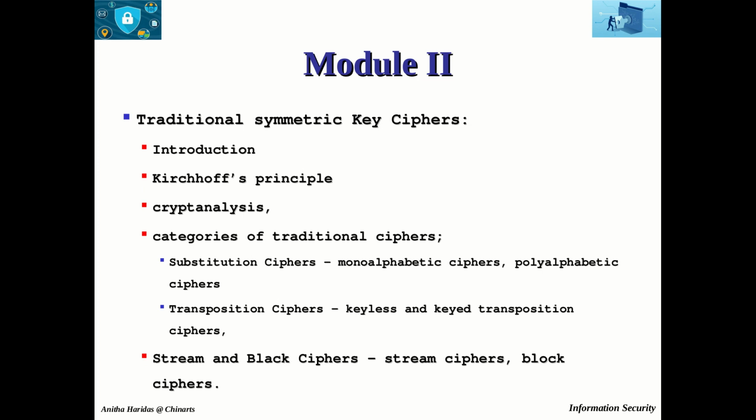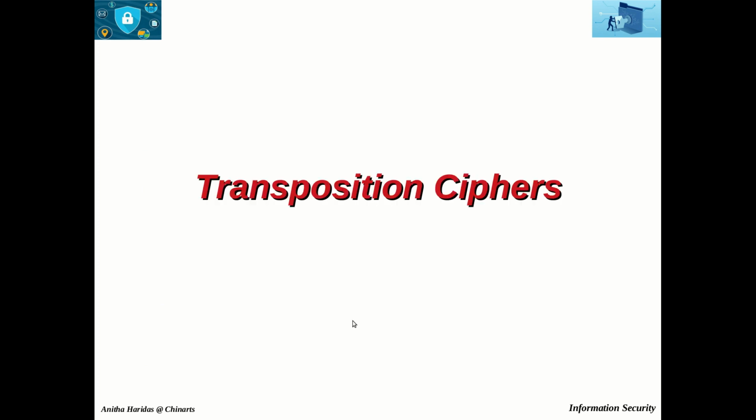Then there are two broad categories of traditional ciphers: substitution cipher and transposition cipher. We have completed the two types of substitution ciphers, monoalphabetic and polyalphabetic ciphers. That includes the cryptanalysis part of all the ciphers. In this video, we are going to talk about the transposition cipher.